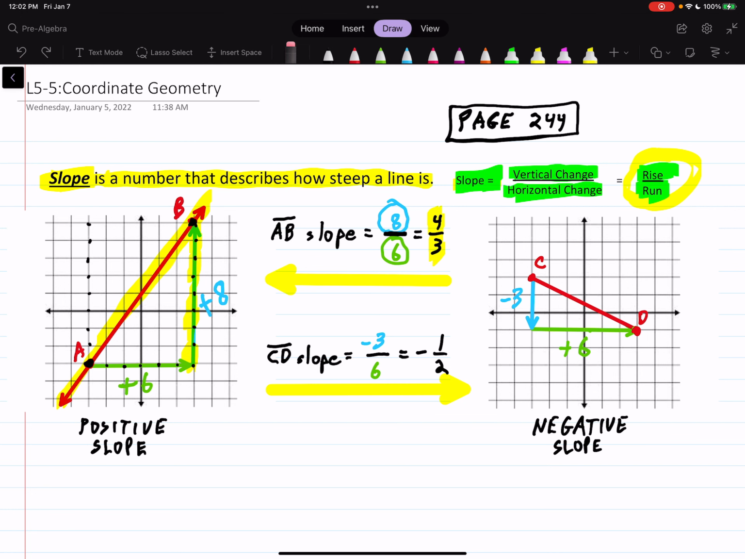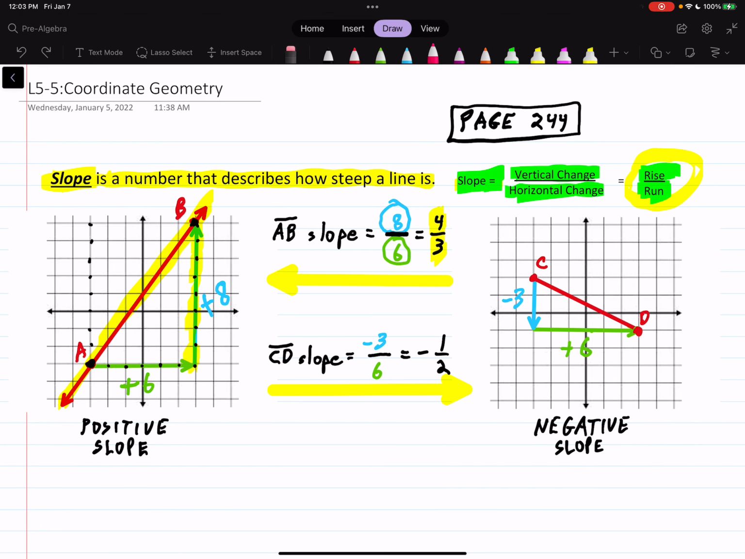So let's get everything back. Run, 1, 2, 3, up, 1, 2, 3, 4, and over 1, 2, 3, and up 1, 2, 3, 4. And you can see that our slope of 8 over 6 is the same as 2 times doing 4 over 3.